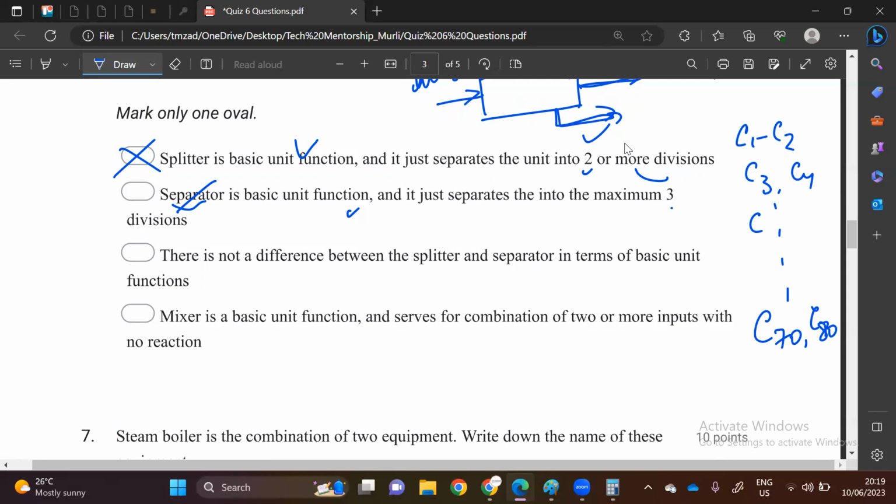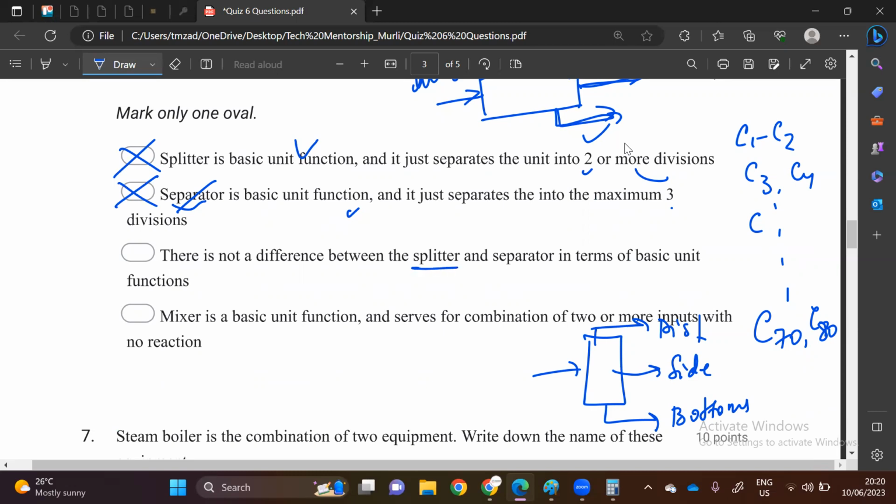But if it's about the distillation column, it's right, because we have the top distillate, we have the bottoms product, and in some cases we also have a side product from the middle. That's why it's the maximum 3, but in general 2. The second one is also correct. We are looking for the false one. There is not a difference between the splitter and separator in terms of the basic unit functions.